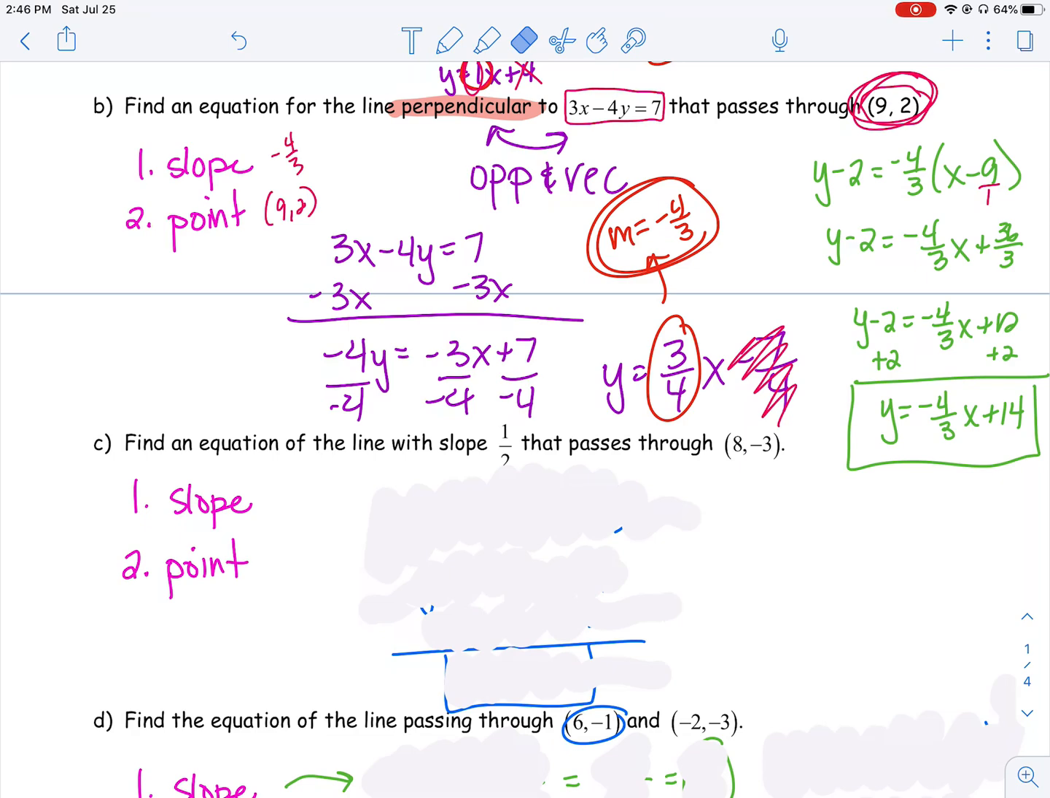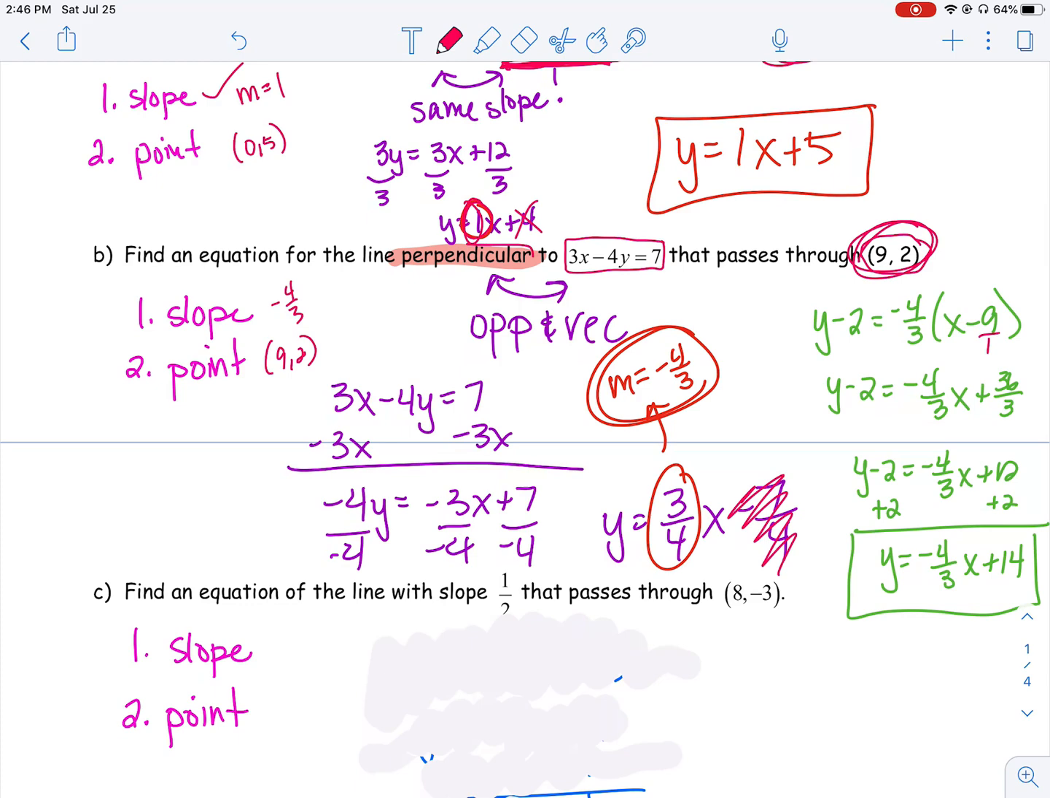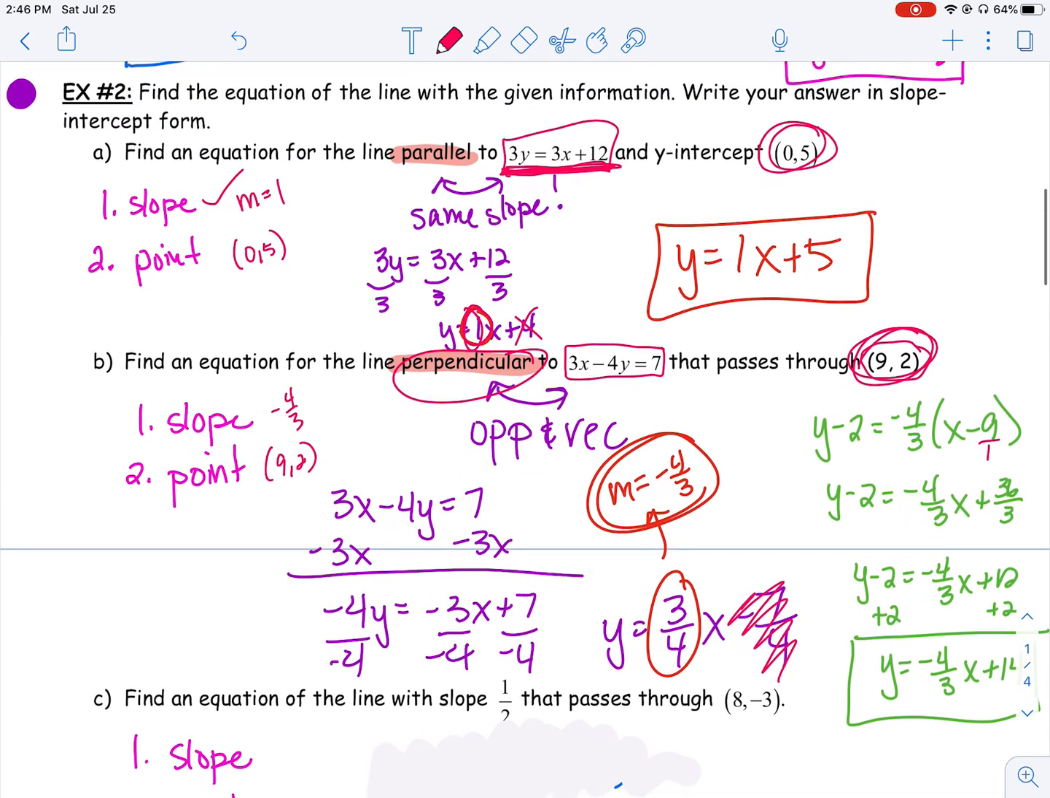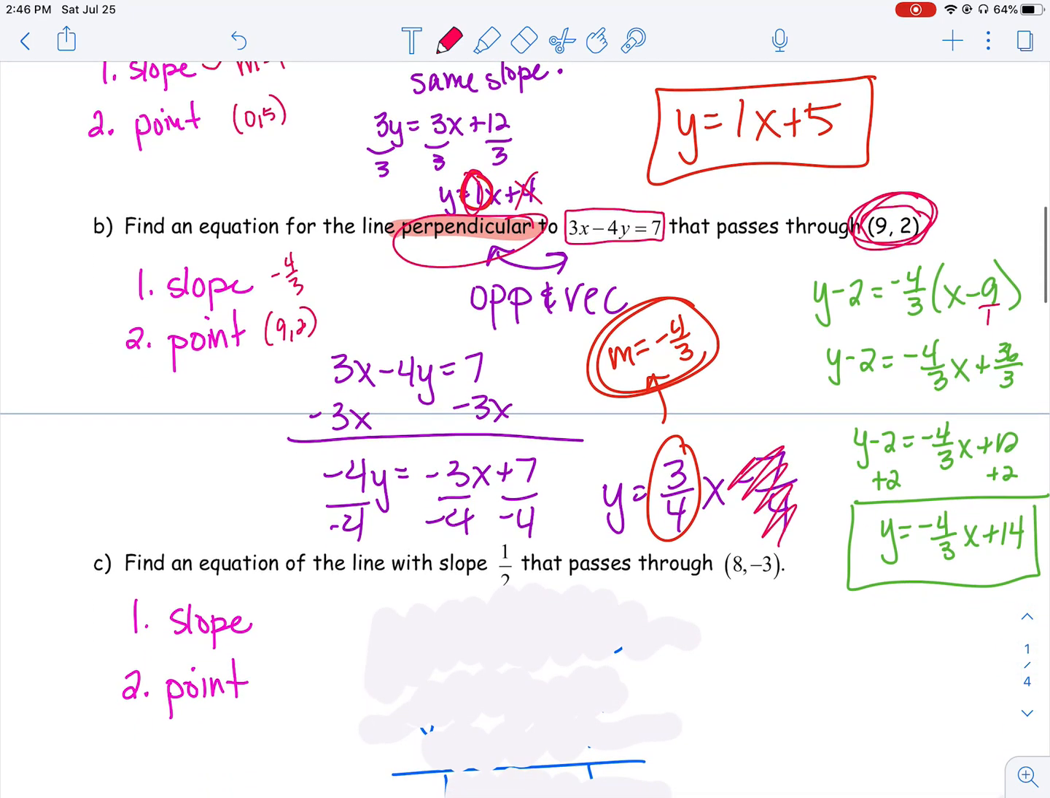Now be careful. A lot of students forget they're talking about perpendicular and accidentally use the same slope. So make sure that you're paying attention to what it's asking you to find. Is it asking you for parallel or perpendicular? Then make sure that you use the appropriate slope, okay?